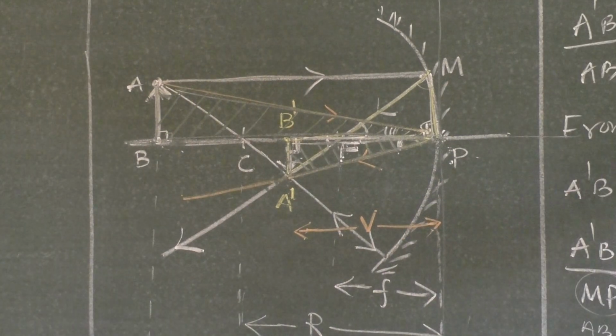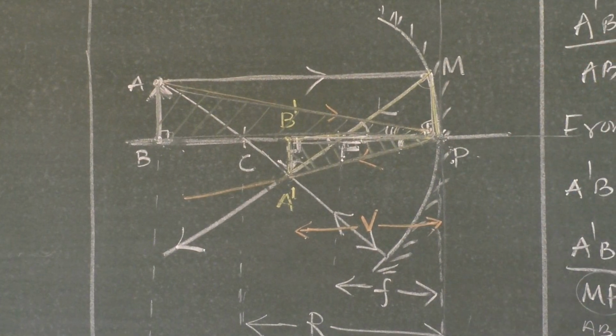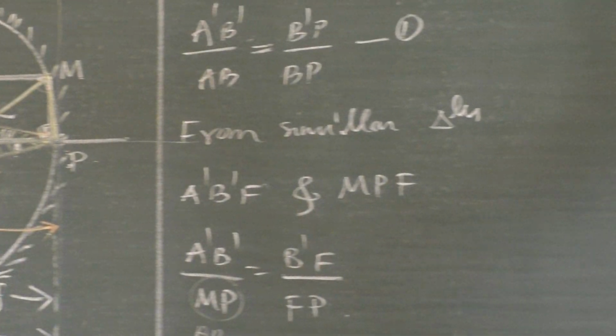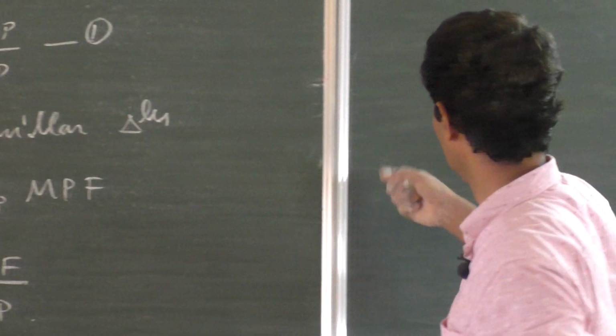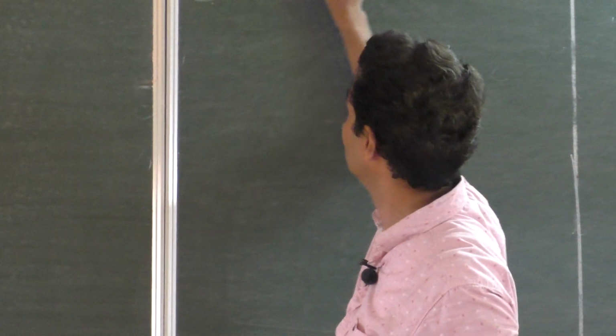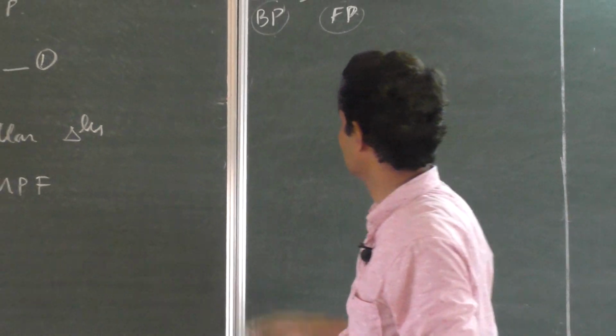Because if you want to get this answer, you must be able to put all these things in u, v and f. Otherwise no use. You can put these three, but not this one. So we will exchange it now.